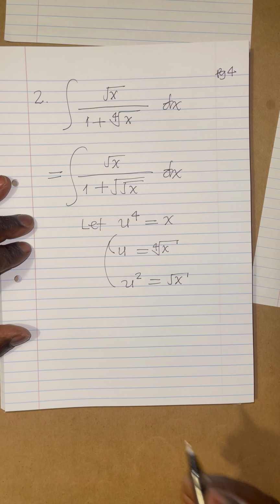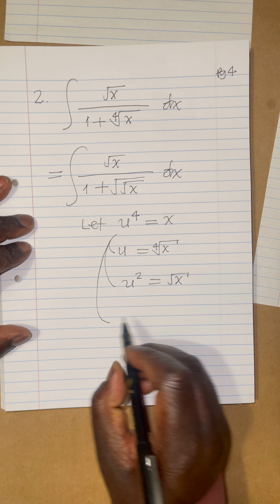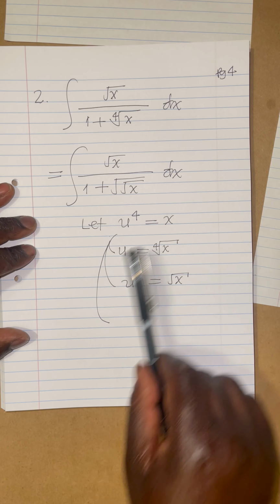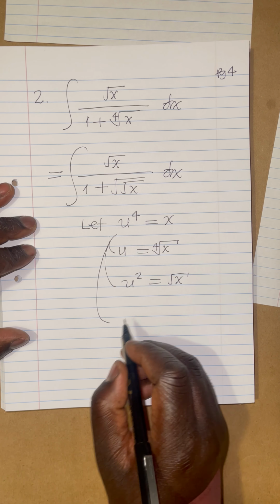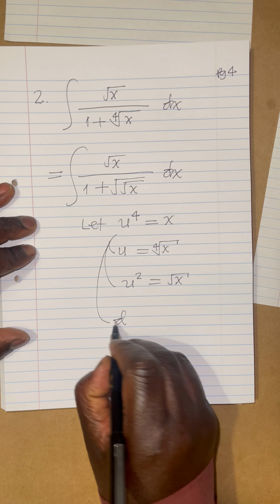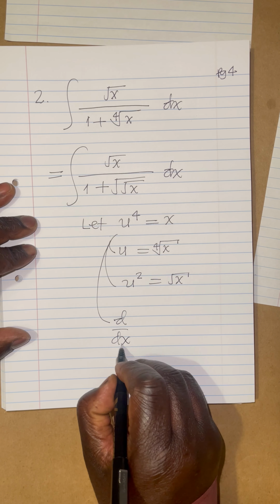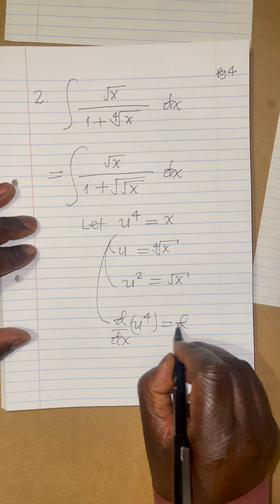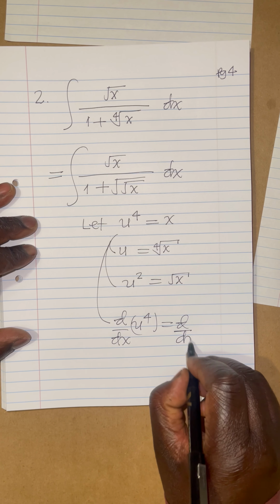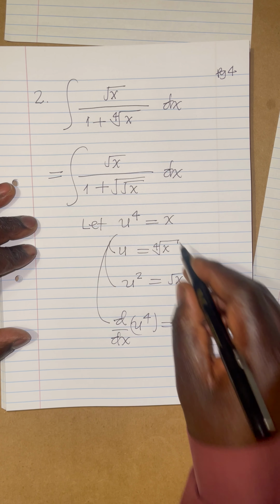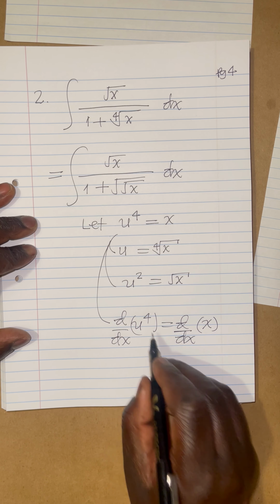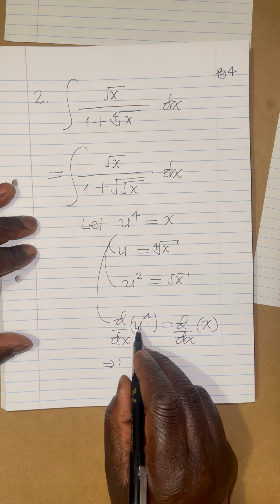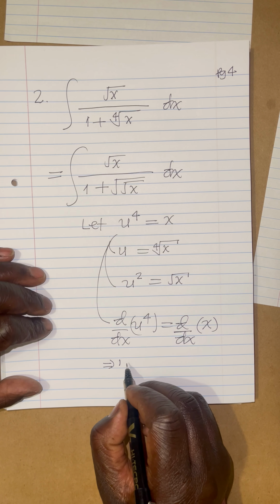And so we're moving on now to our third equation, which basically is differentiating implicitly on both sides, or using chain rule. So we're basically saying derivative with respect to x of u to the power 4 should be equal to derivative with respect to x of x on the right hand side. And how do we do it here? Chain rule. Differentiate the u power 4 first.